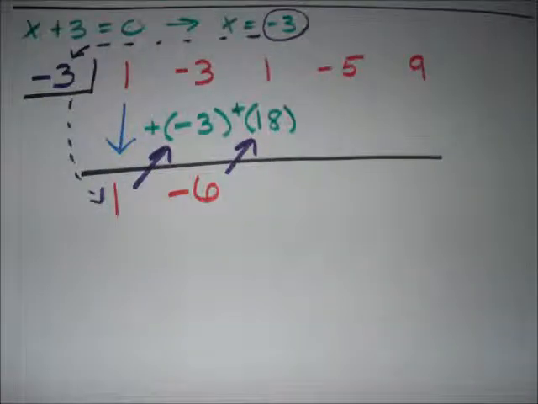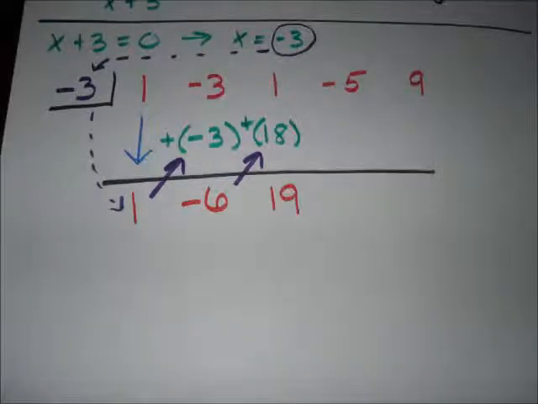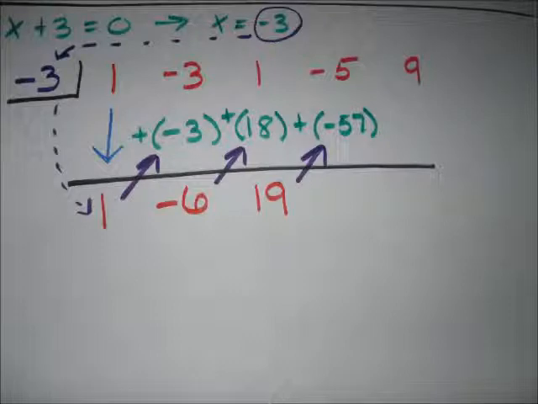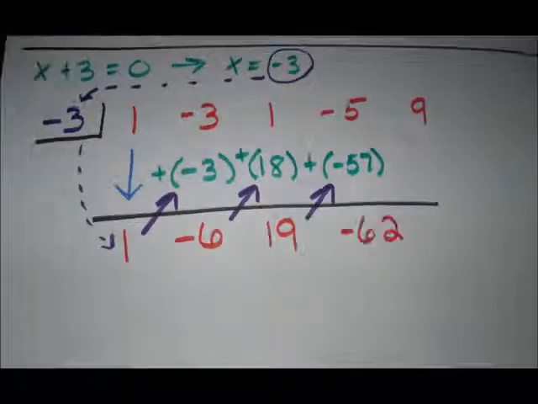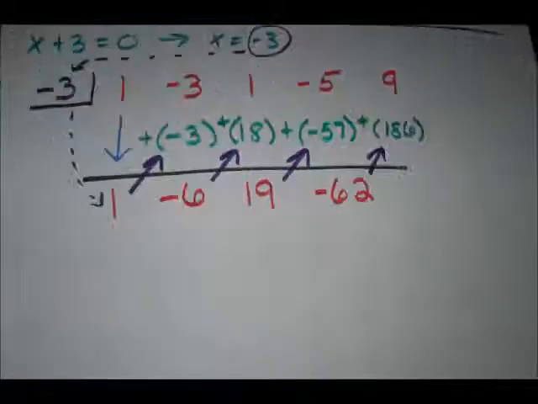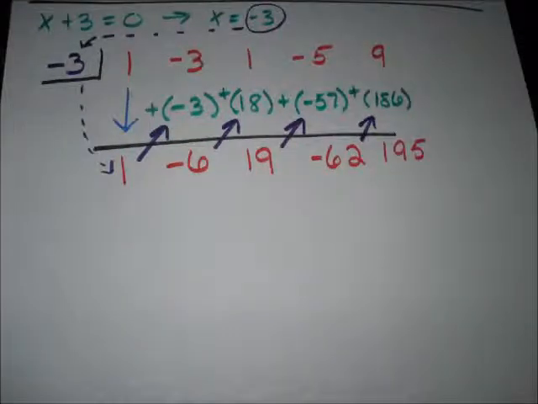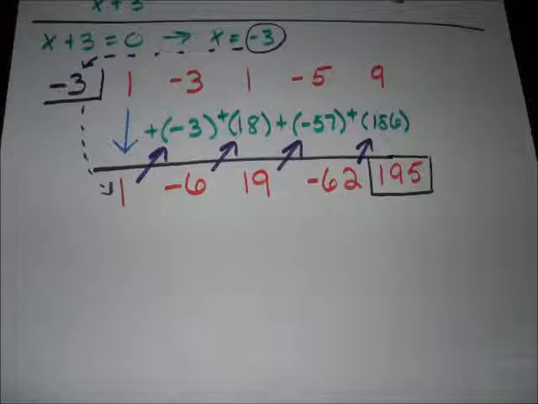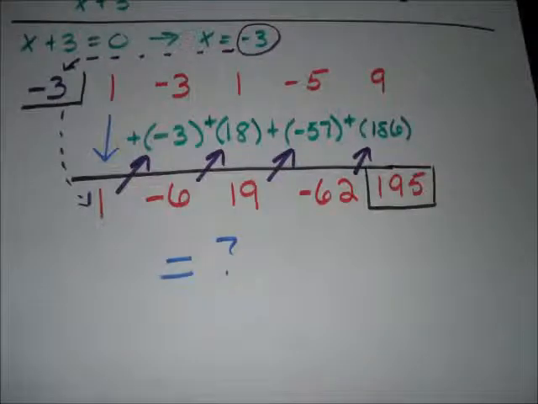Again, we multiply the number by the box number and move it up. Add the terms together, multiply the box number to get negative 57, add to get negative 62, multiply to get 186, and do the final addition to get 195. You always want to box off the last number, and I'll show you why in a minute. So now we have another list of numbers, but what do they mean?